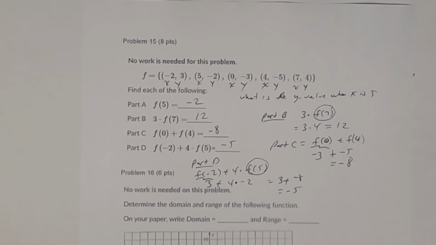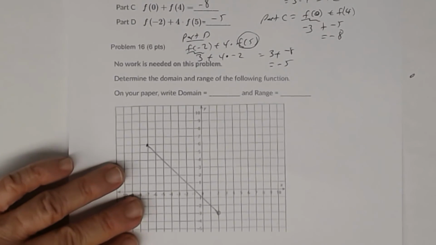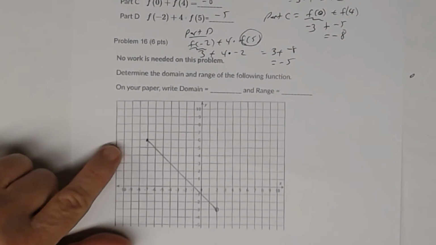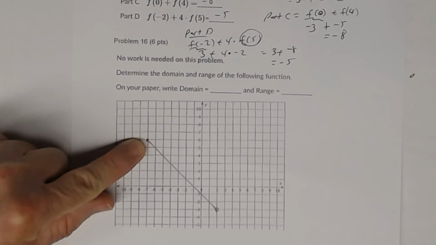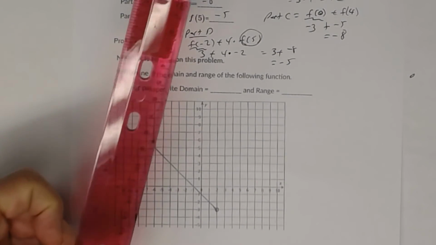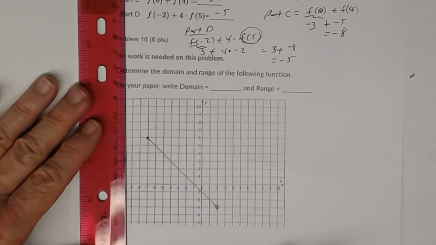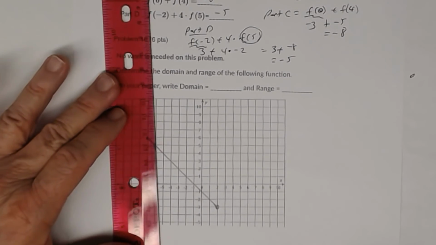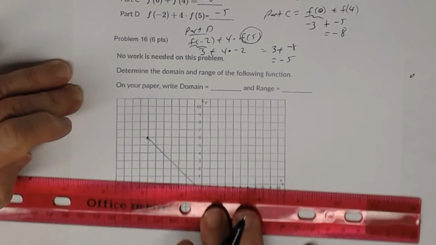Okay? All right, now in number 16, you want to find the domain and range of this function. Notice that this is a segment with this endpoint being closed and this endpoint being open. It helps if you use a ruler, and I don't have a sharp ruler, so I'm going to have to use this one, but it helps to have a ruler. Remember, the domain is the set of x coordinates. The range is the set of y coordinates, the y values.